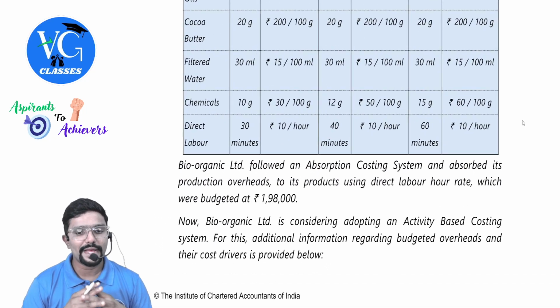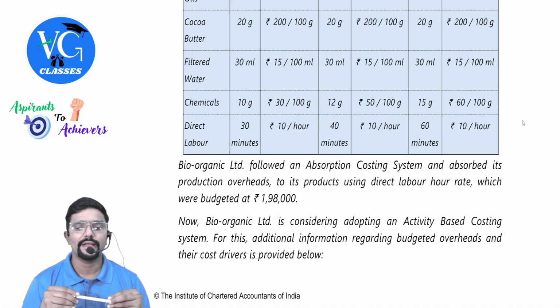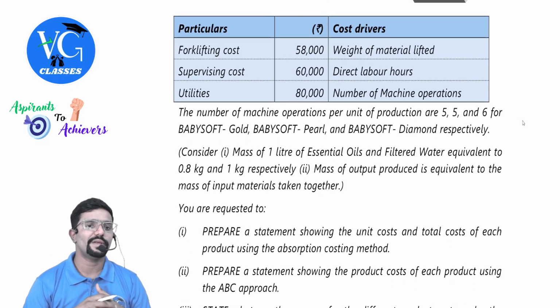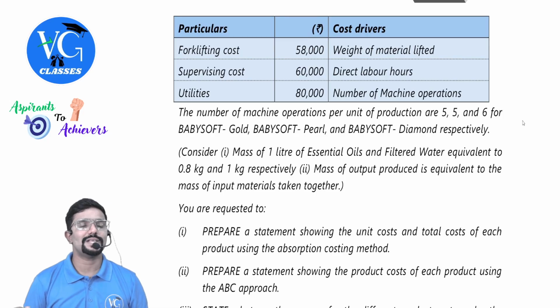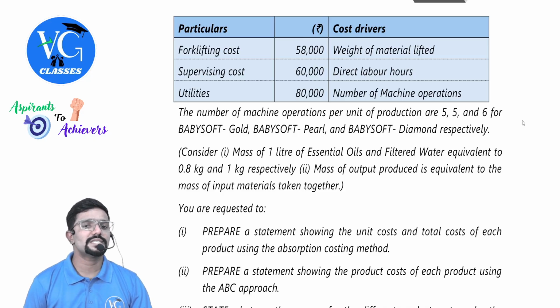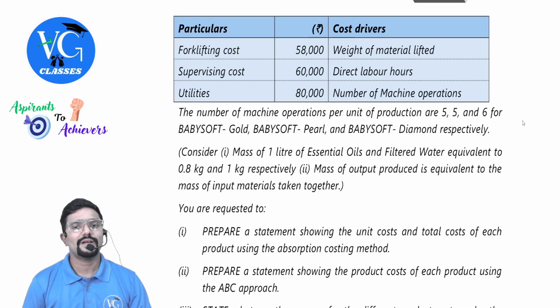Now, Bioorganic Limited is considering adopting an activity-based costing system. For this, additional information regarding budgeted overhead and their cost drivers is provided below. What are those? One by one. Forklifting cost, it is nothing but lifting of the products: 58,000. What is the cost driver? Weight of material lifted. Supervising cost 60,000 rupees. Cost driver is direct labor hours.